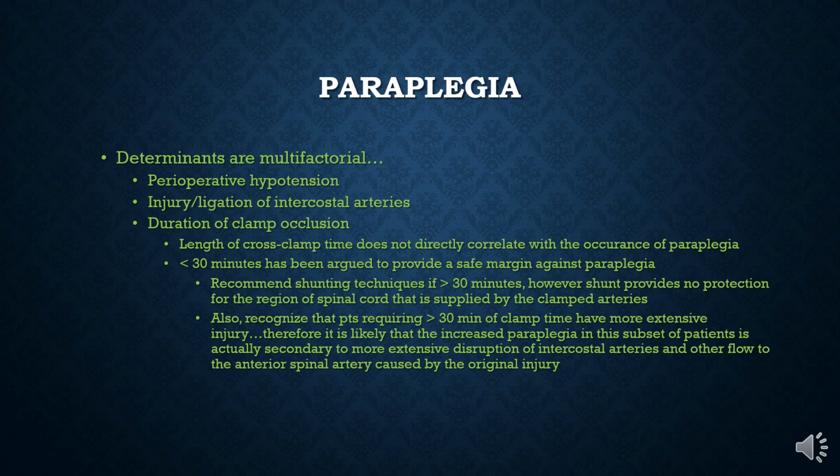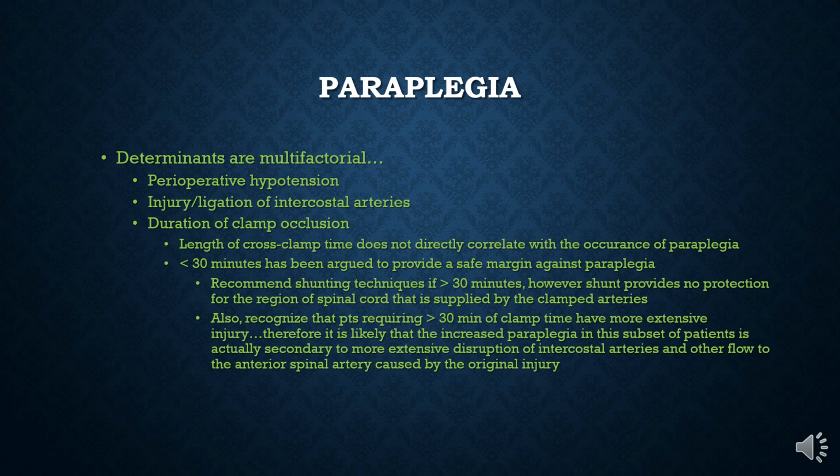Determinants are multifactorial. Preoperative hypotension can cause paraplegia, injury, and ligation of intercostal arteries. Duration of the clamp occlusion: the length of cross clamp time does not directly correlate with the occurrence of paraplegia. Less than 30 minutes has been argued to provide a safe margin against paraplegia.